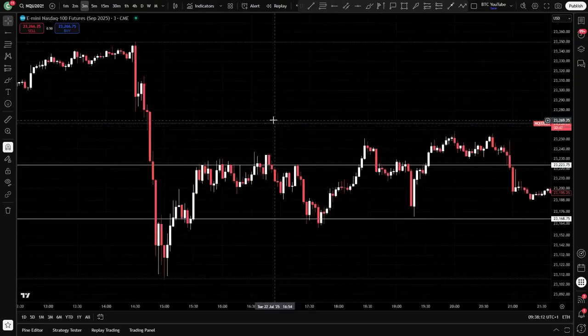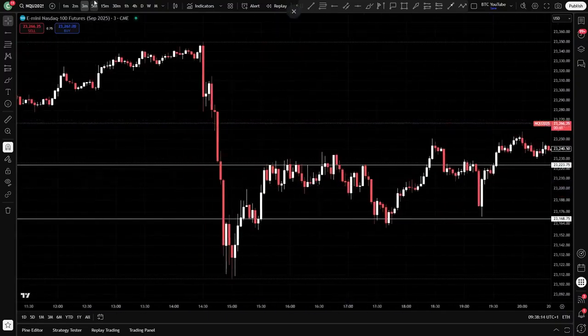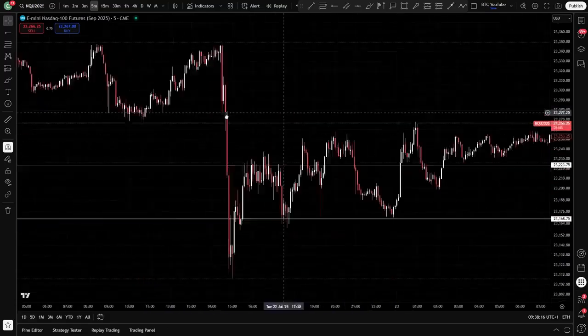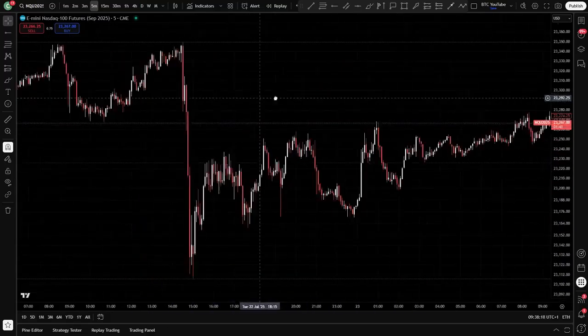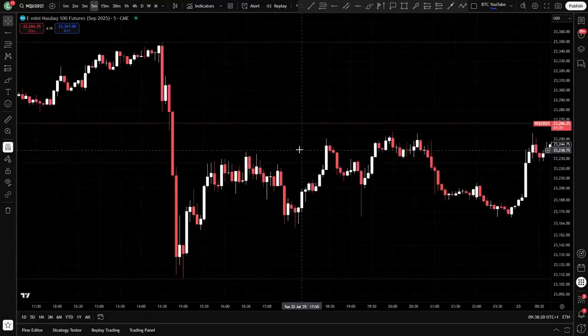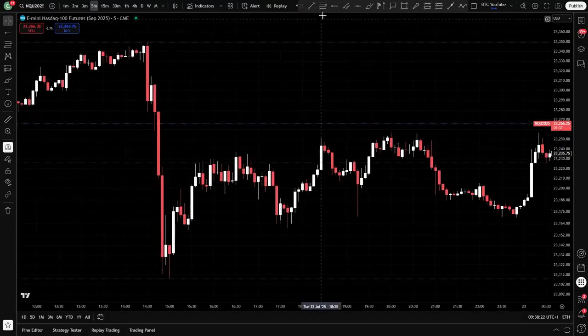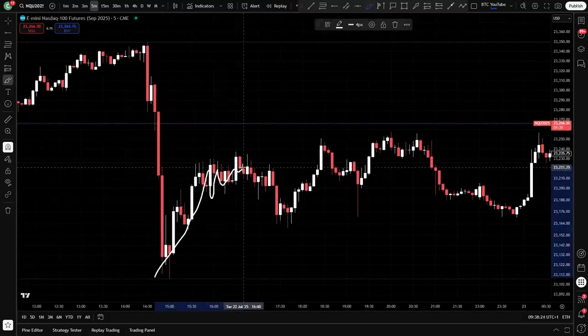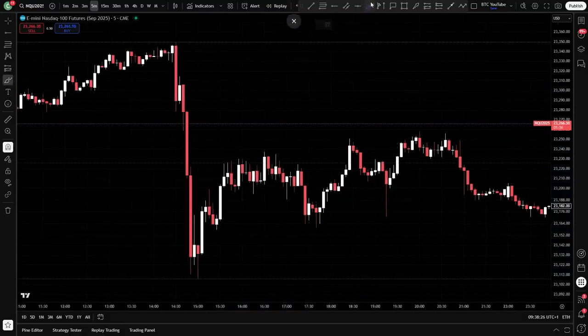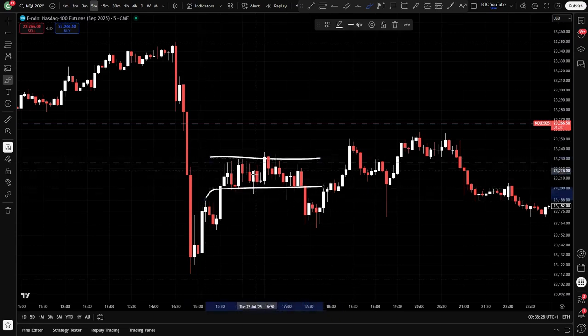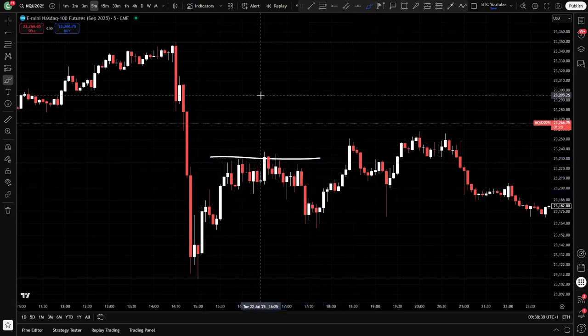Let's have a look here. Was it a 3-minute or was it a 5-minute? I think it was a 5-minute. There was a potential entry that you could have taken, which was here. After we came up, we consolidated here. We created a new area of accumulation. You can see this is clearly accumulation for essentially an hour or two.